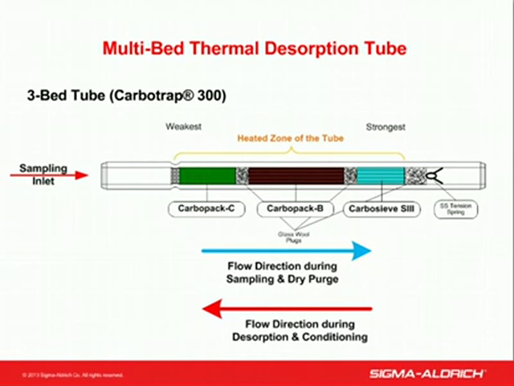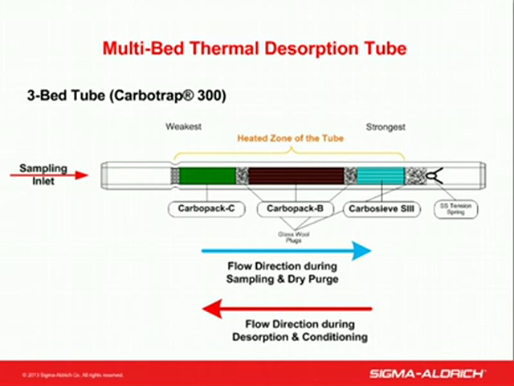Then a multi-bed tube. In a multi-bed tube, we can have anywhere from 2, 3, or 4 beds, which are typical. The example here is a 3-bed multi-bed tube, which is our Carbotrap 300. The adsorbents are arranged from weaker to stronger from the inlet side. The last bed is often packed with a stronger adsorbent like a carbon molecular sieve.